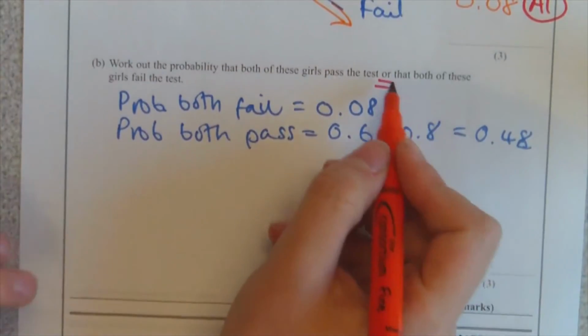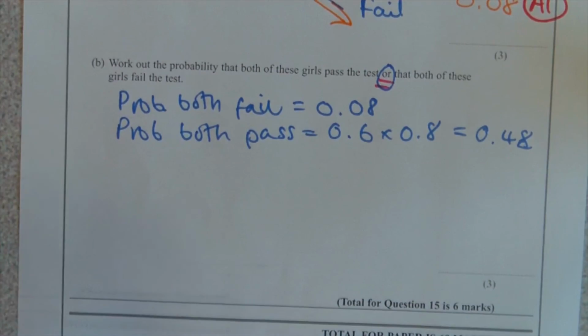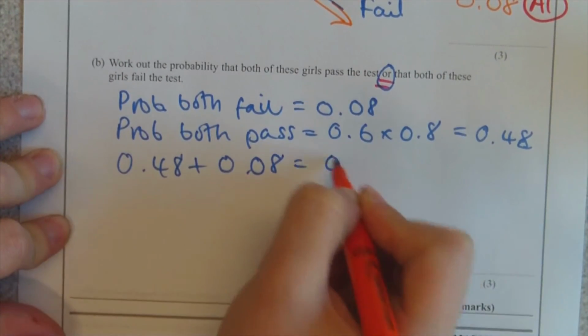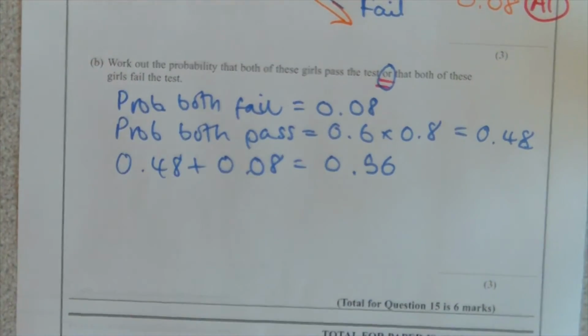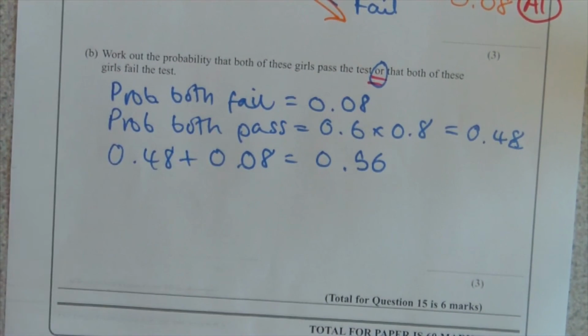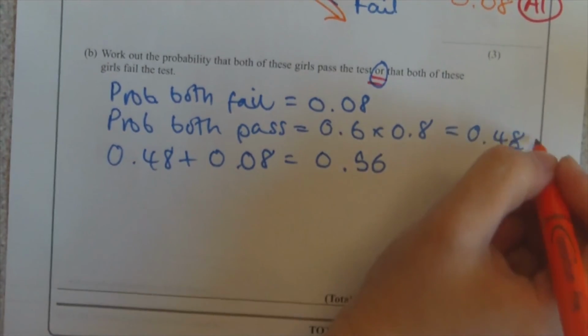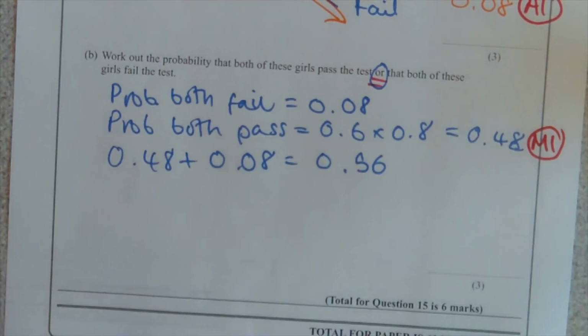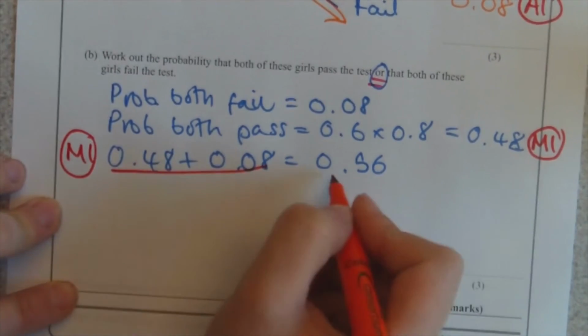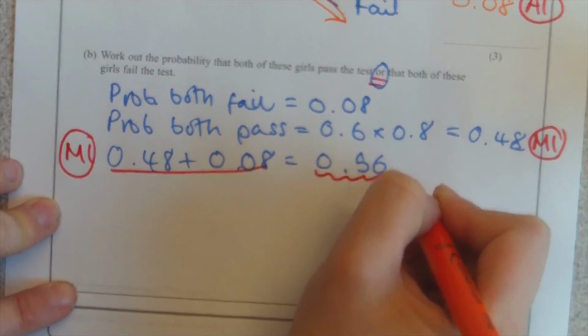Now the question says both pass or both fail. Or means I need to add these two probabilities together, which gives me 0.56. This is another 3-mark question. So your first mark is for doing 0.6 times 0.8, so working out the probability that both pass. Your second mark is for adding them. And your final mark is for the correct answer.